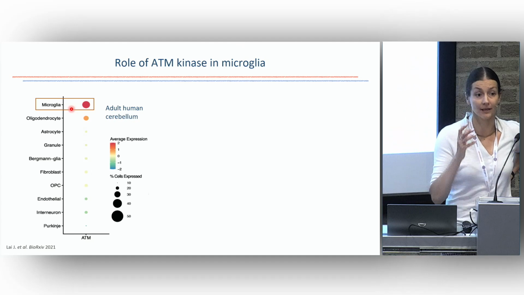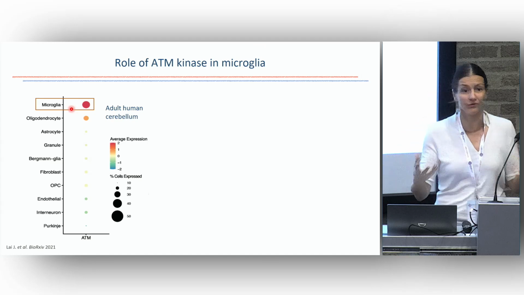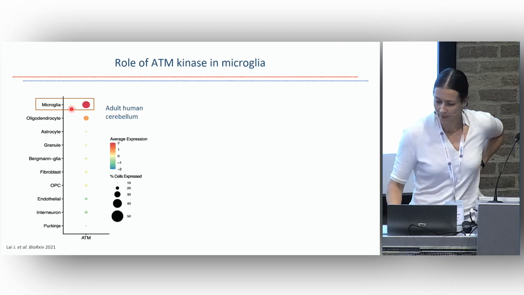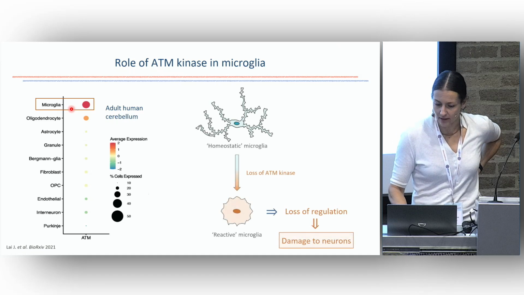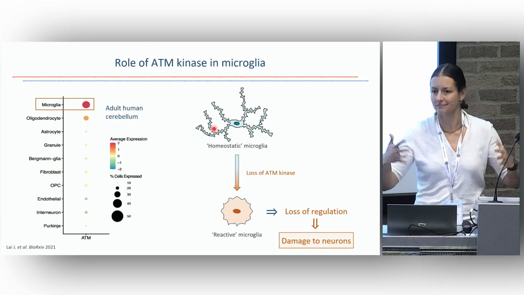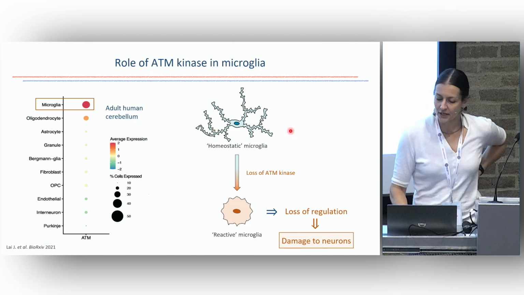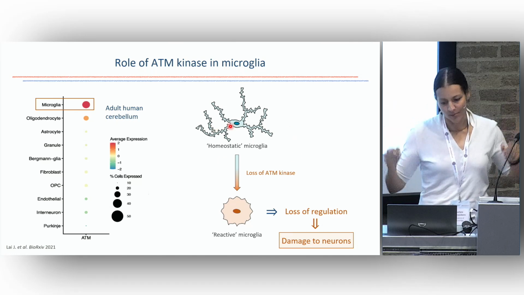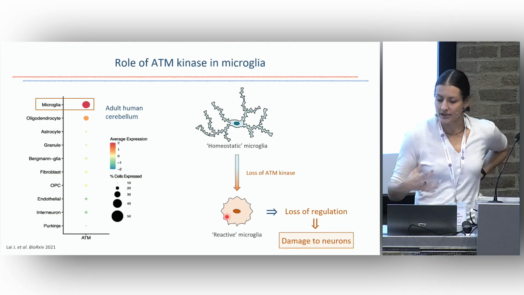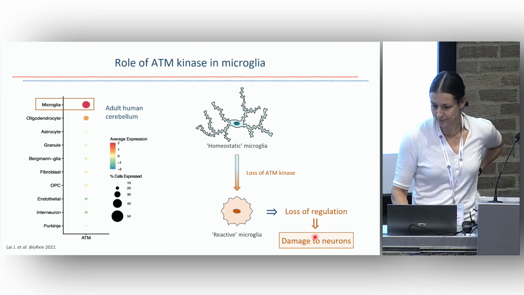What happens to microglia cell intrinsically if we remove ATM from the system? Are they different? And would they obviously affect neurons in any way? And what we find, I'm going to disclose my secret straight away, is that, again, I'm using a simplistic approach to describing microglial states here, but normal or homeostatic microglia, upon loss of ATM kinase, change. And this change results in effectively loss of regulation and damage of neurons.